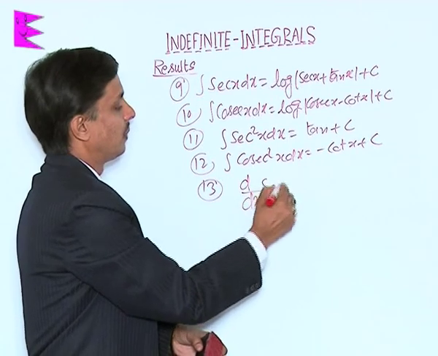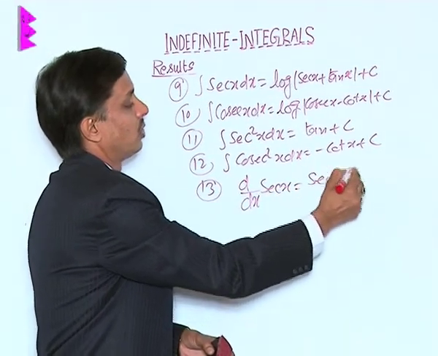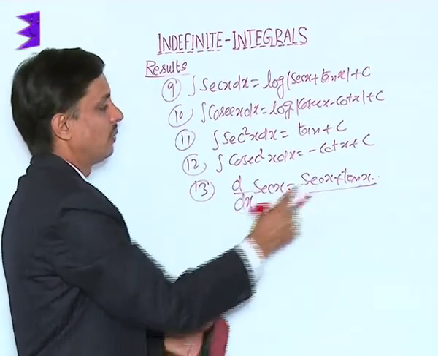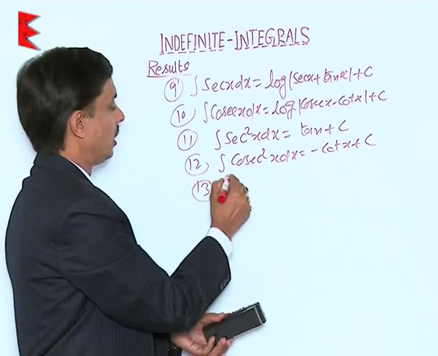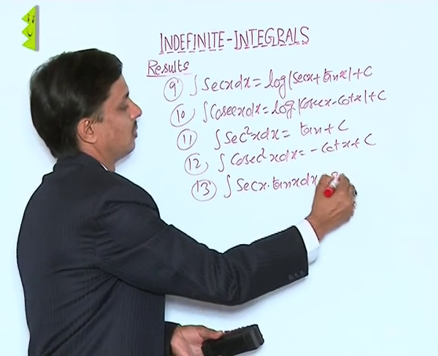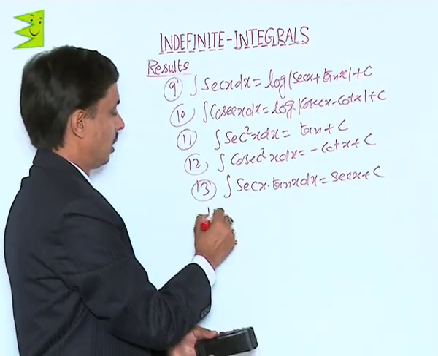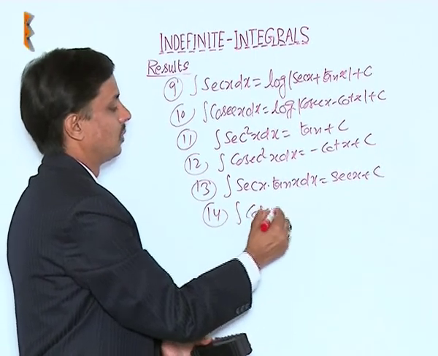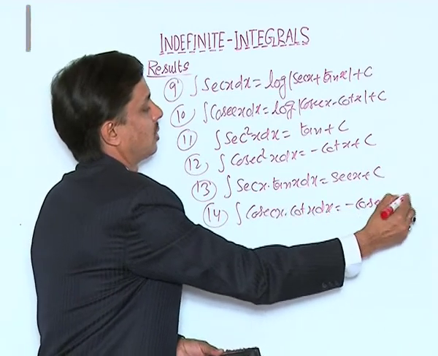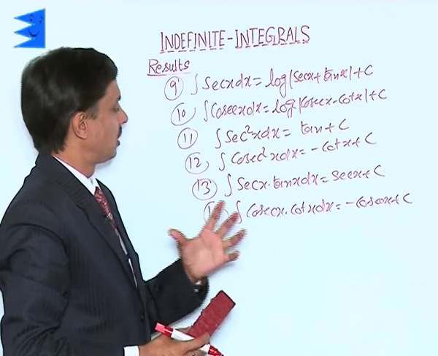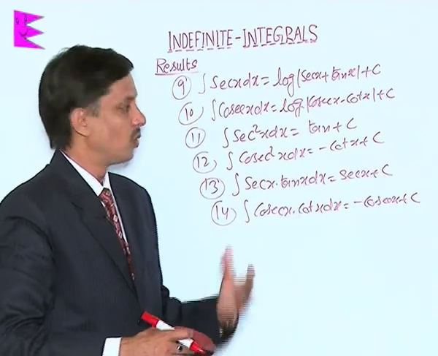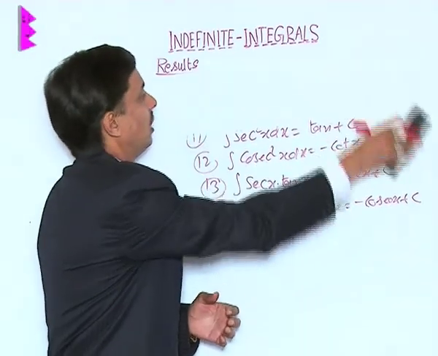Next, we know that the derivative of sec x is sec x into tan x. So what can we say? The antiderivative of sec x tan x, the integration of sec x into tan x dx, is sec x plus c. Next, the integration of cosec x into cot x is minus cosec x plus c. So these are the direct results, and now I want to discuss with you the results which are to be used in the inverse.